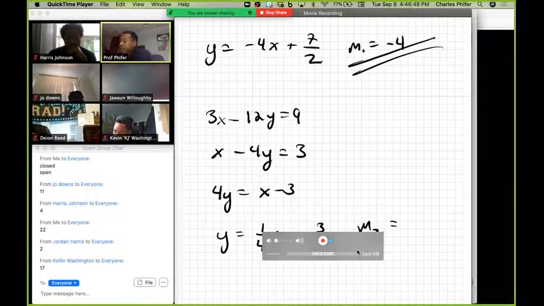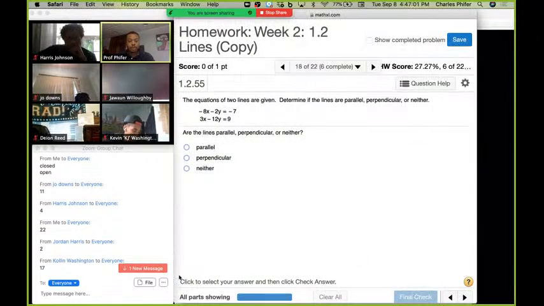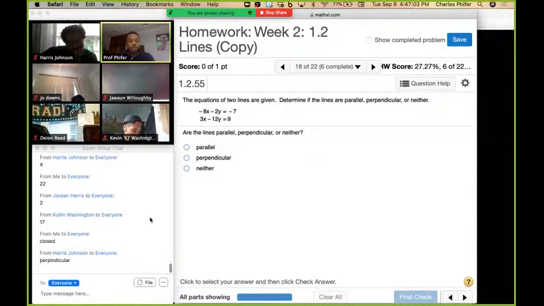If the first one is negative 4, so if we have one slope that is negative 4 and the other slope is a positive 1 by 4, which case is it? Are these parallel, perpendicular, or neither? Yeah, perpendicular, right? Negative reciprocal.